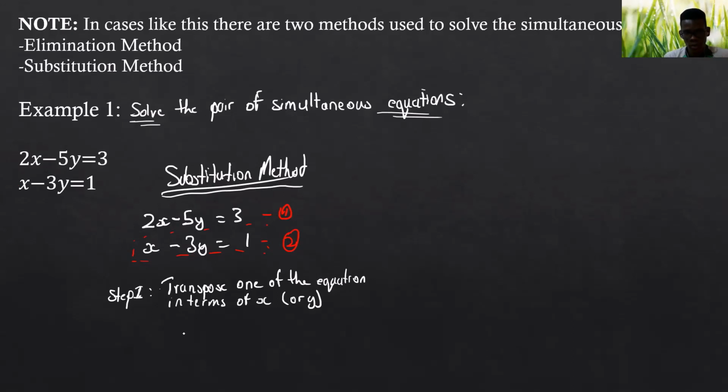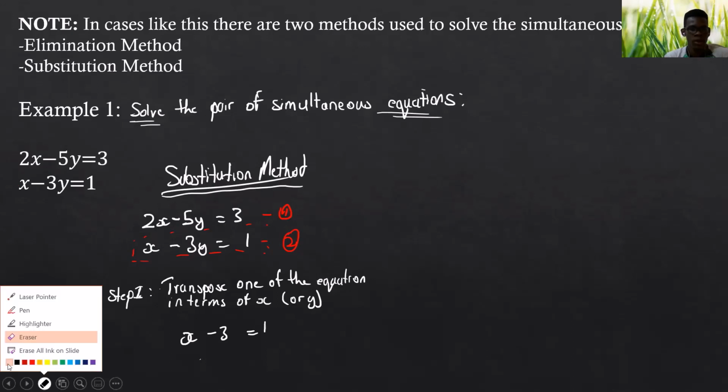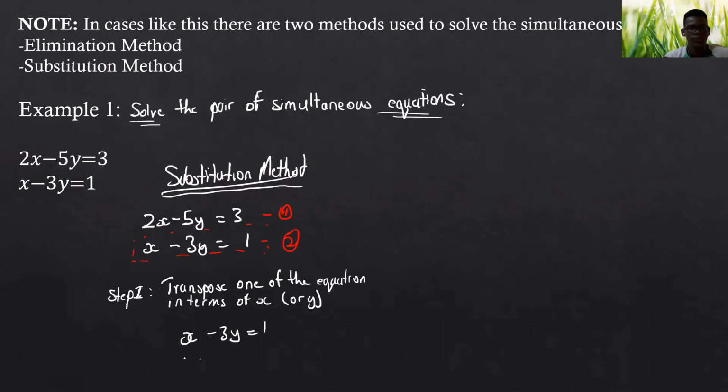Good. So we're going to use equation 2. Like the first step says, we're going to transpose in terms of X, meaning we're going to make X the subject. So it says X minus 3y is equal to 1. I can do a better job writing that y. There we go. So X minus 3y is equal to 1.